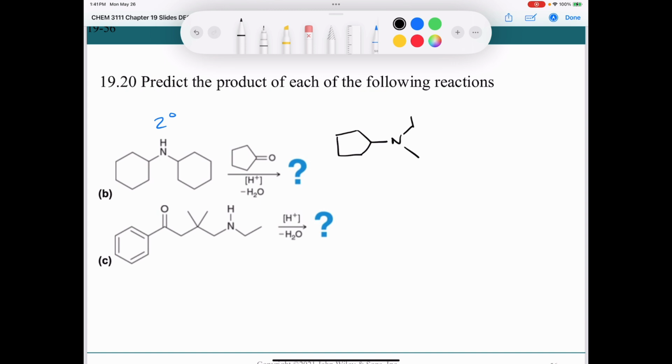We're going to have our 2 cyclohexyl groups intact. Those are our 2 R groups. And now our double bond is going to be here, okay? So that's where our double bond is going to move. So we'll put it like this. Maybe I could clean that up a bit. There we go. And so this is an enamine.